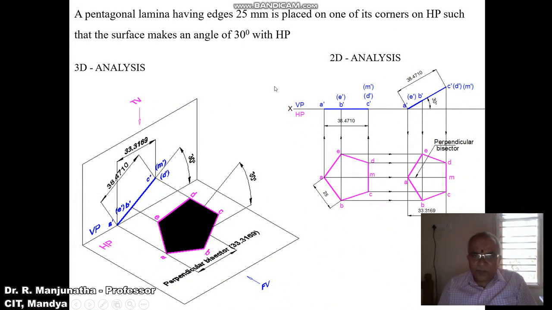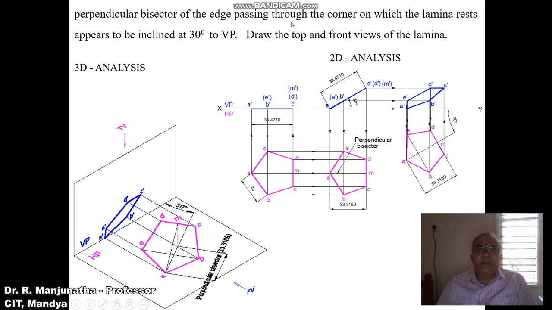Now the perpendicular bisector of the surface passing through the corner on which the lamina rests appears to be inclined to VP at 30 degrees. Since he says appears, that means you have the apparent inclination. Apparent inclination is given. As we know, in the second position top view the perpendicular bisector is an apparent length, and the inclination given is also an apparent inclination. Therefore, we redraw the second position top view by rotating it at an angle of 30 degrees and then draw the front view.